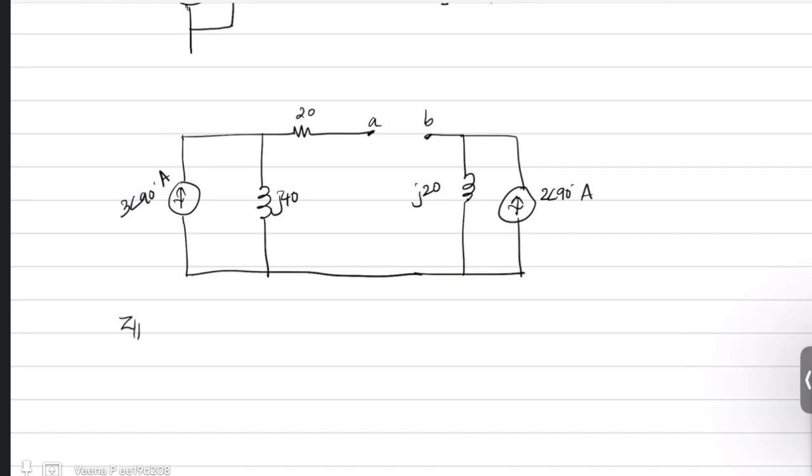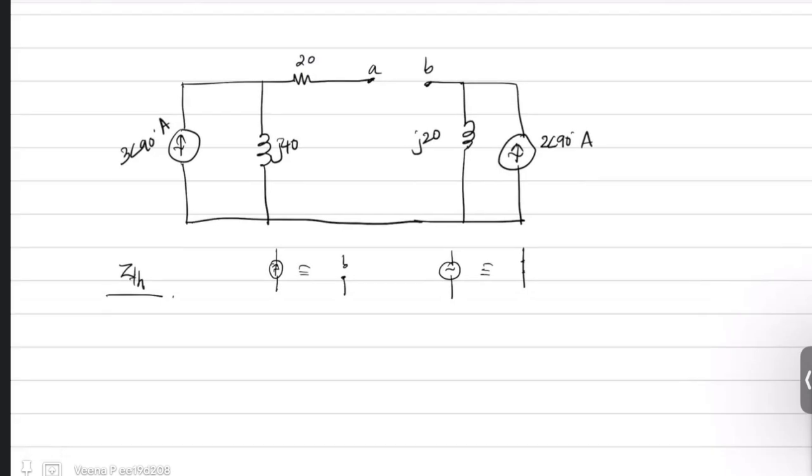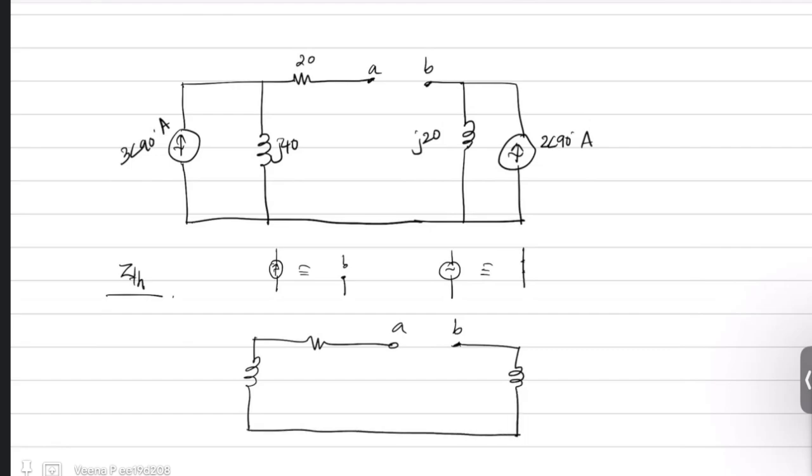So first I'm trying to find the Thevenin equivalent impedance. For finding ZTH, when the circuit has independent sources, you replace the current source with open circuit and voltage source with short circuit. You have two current sources, you just open circuit them. So your circuit will look something like this. These two are open. So you have J20, J40, 20.